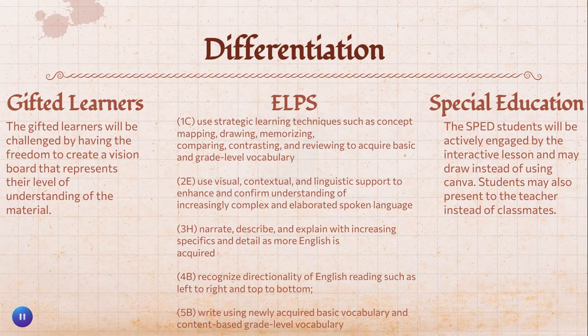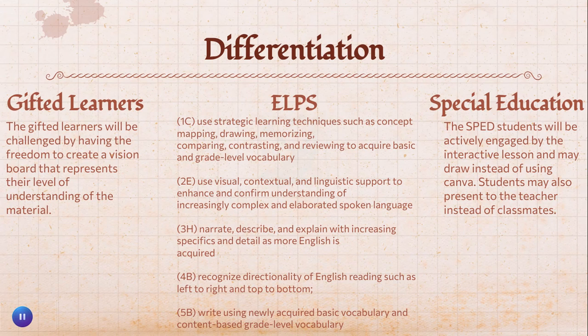3H, narrate, describe, and explain with increasing specifics and details as more English is acquired. So this will be done through presenting and interacting with other students, and the other students can help them narrate if needed. But it does let them describe and explain what's going on in their vision board with the freedom to use as much detailed English or as simple English as they feel comfortable with.